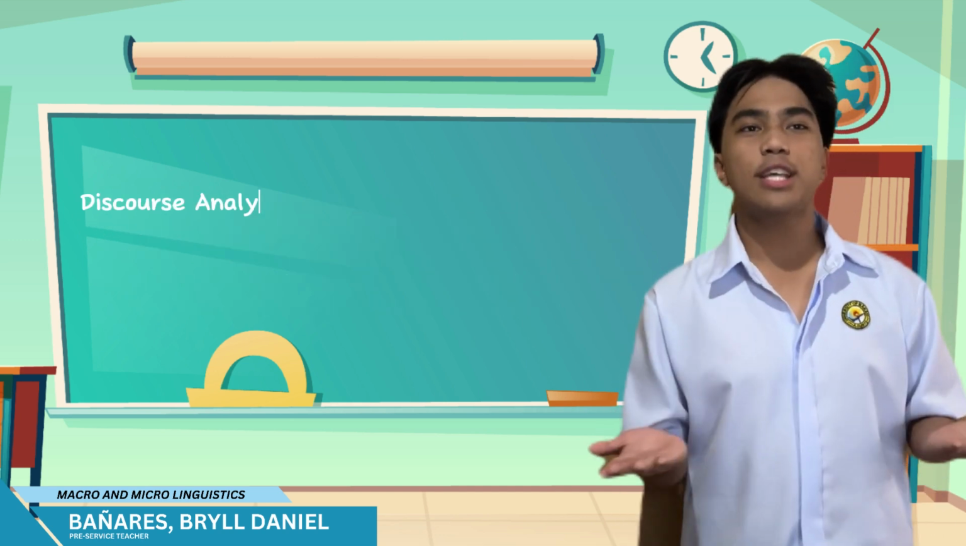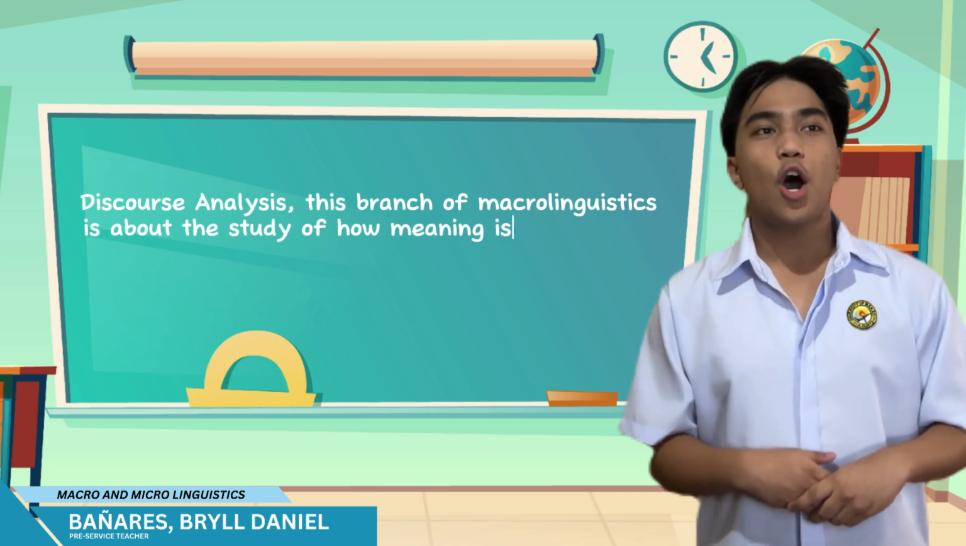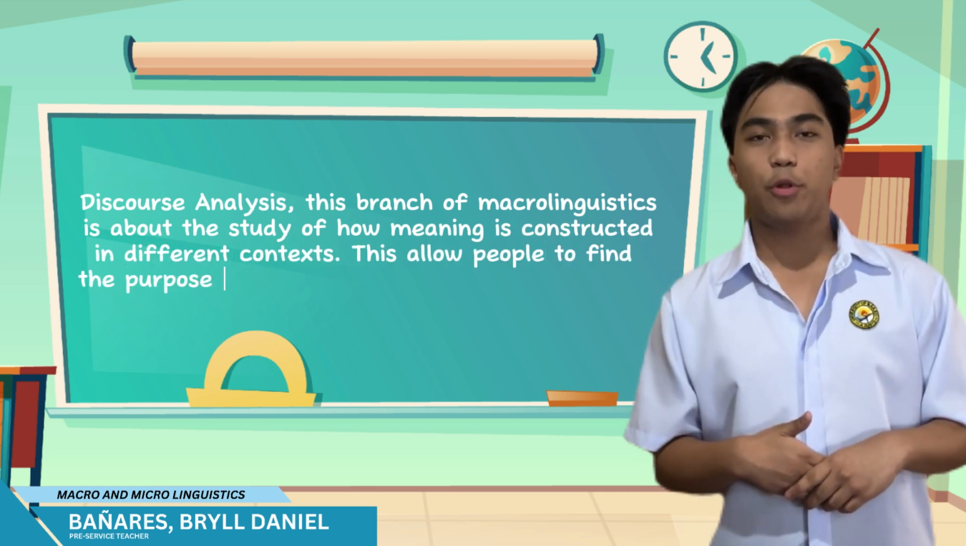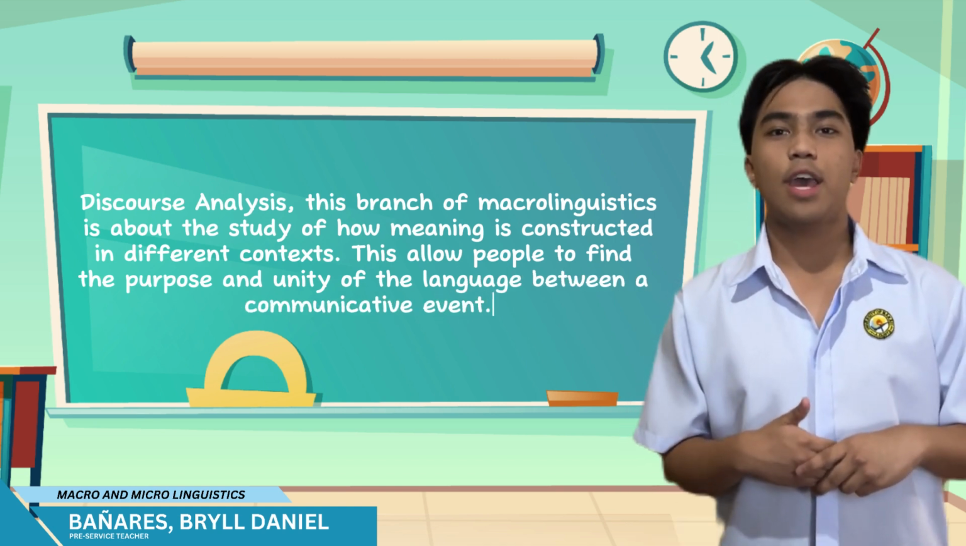Moving on with discourse analysis, this branch of macrolinguistics is about the study of how meaning is constructed in different contexts. This allows people to find the purpose and unity of the language in a communicative event.